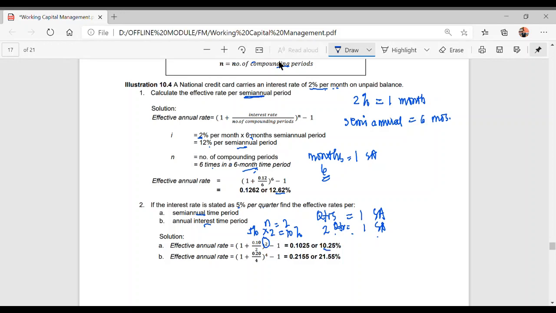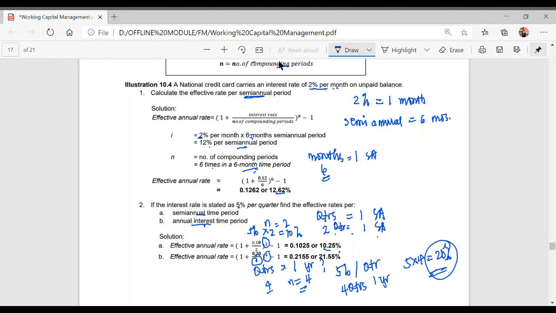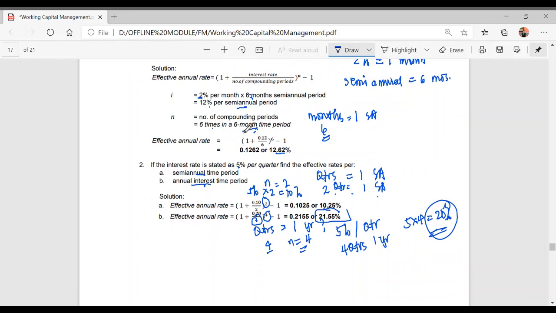Okay, so you will get 10.25%. Next one. Since it is annual interest time period, so how many quarters in 1 year? So there are 4 quarters in 1 year. That's why our N is equivalent to 4. Next, why is it 20%? Because, di ba, that's 5% per quarter and there are 4 quarters in 1 year. So therefore, 5 times 4 is equivalent to 20%. That's why this is 20. So the answer here would be 21.55%. Okay?